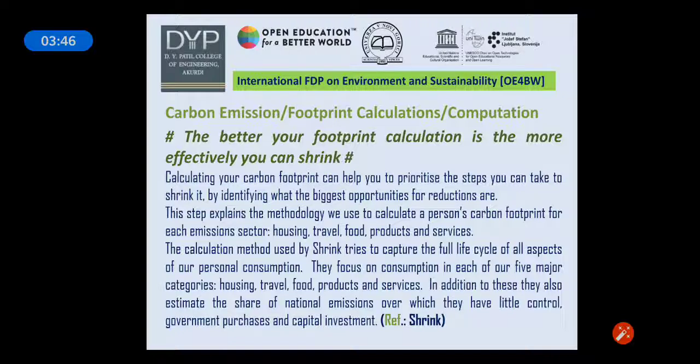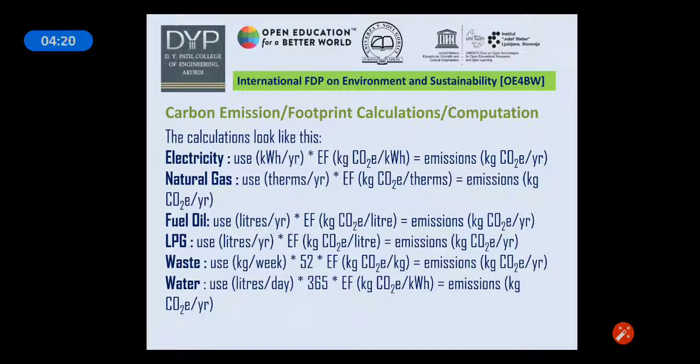The calculation method used by Shrink tries to capture the full life cycle of all aspects of our personal consumption. They focus on consumption in each of our 5 major categories: housing, travel, food, products and services. In addition to that, they also estimate the share of national emissions over which we have little or no control, such as government purchases and capital investments. Let us see how we can calculate the carbon footprint. Here are the formulas.